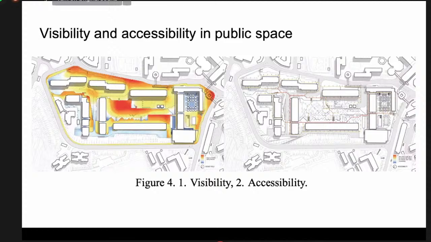We can also test the accessibility. The red one is the most connected pathway, and the blue is the less connected one. So it means that the red pathway is easier for people to access, and maybe there will be more people utilizing that pathway.